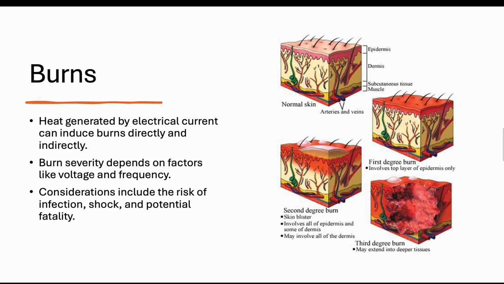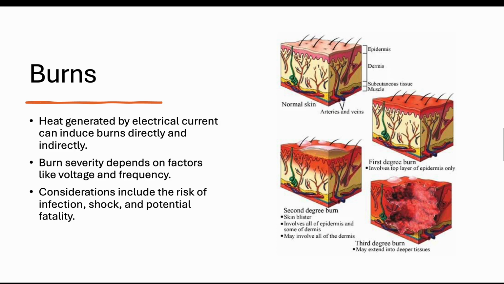Next is burns. In this picture, there's three different types, but there's actually a fourth degree of burn that we'll go over. Burns happen when heat is generated by the electrical current, which damages the skin and underlying tissues. As I've already mentioned, heat generated by electrical current can induce burns. As you can see from that illustration, it shows how the different layers in the skin are affected by different degrees of burn.